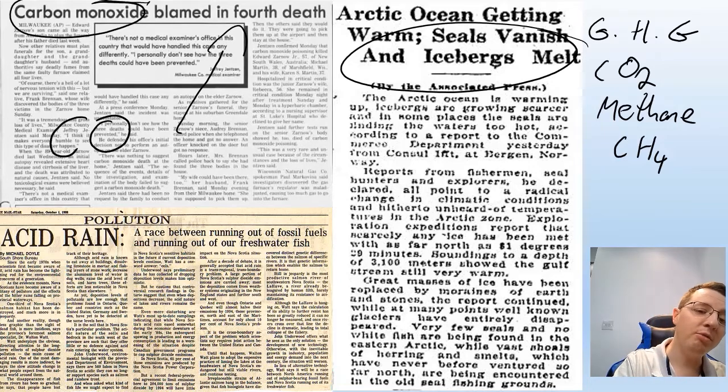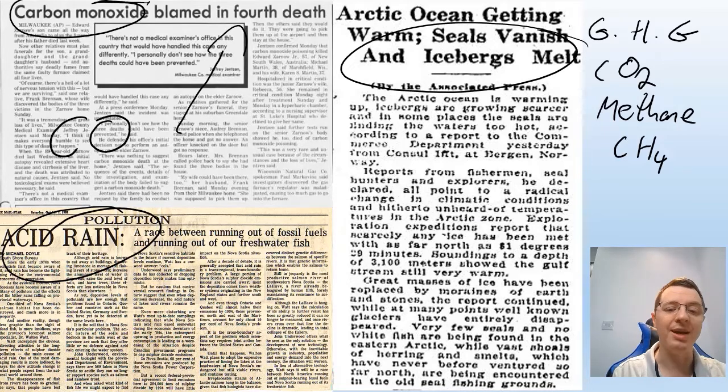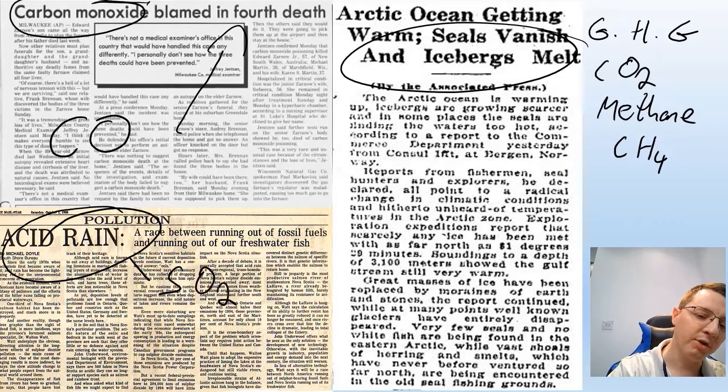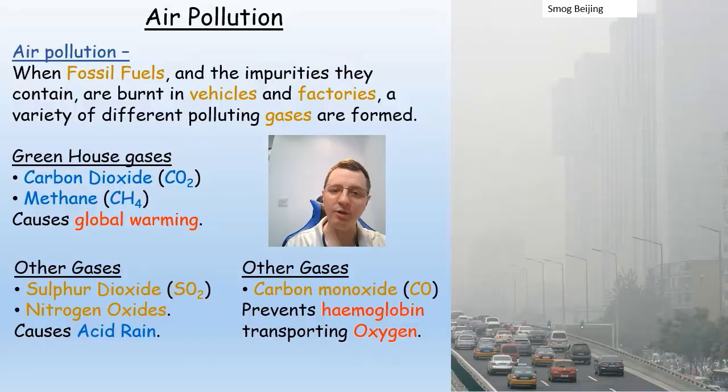And then today, one that we're really going to focus in on is acid rain. And here we're looking at gases like sulfur dioxide and nitrogen oxides. So let's look at those 3 in a little bit more detail.